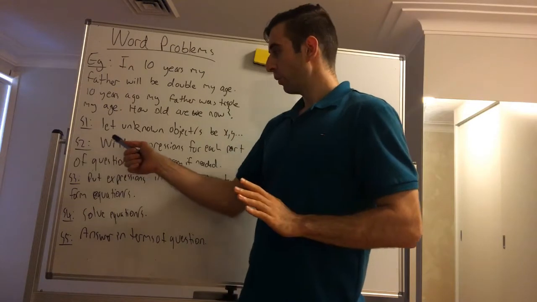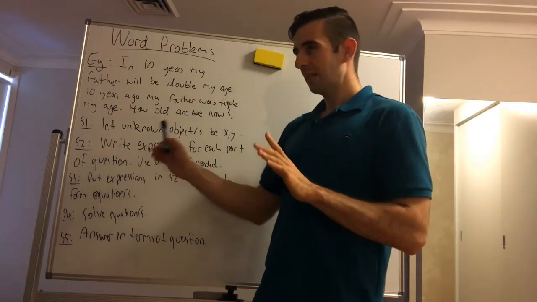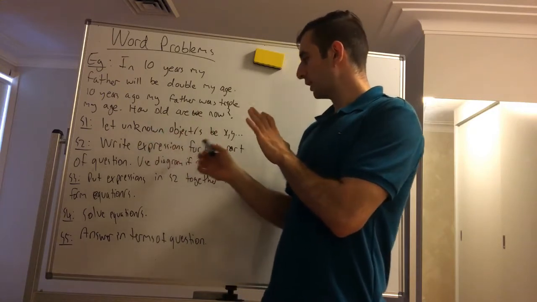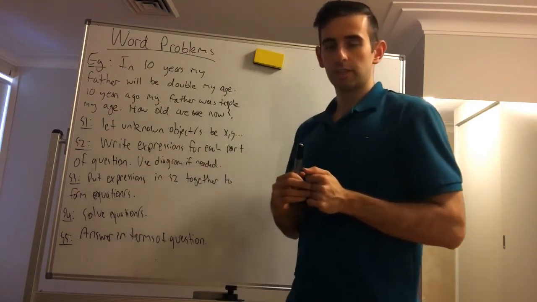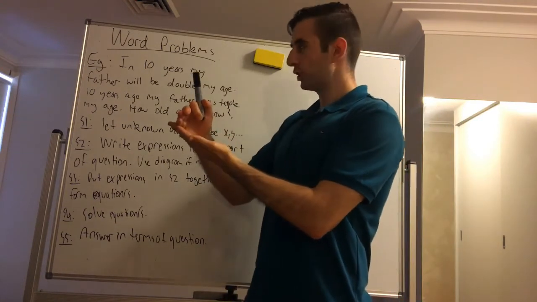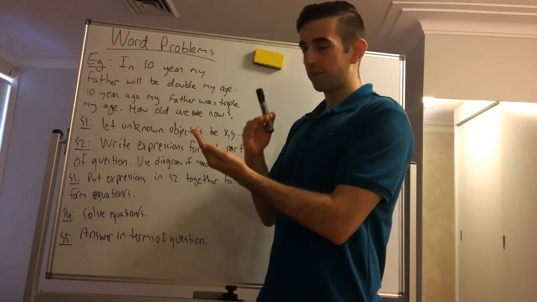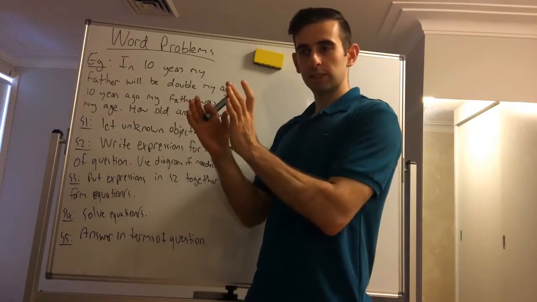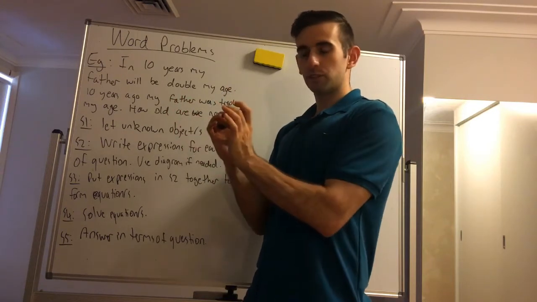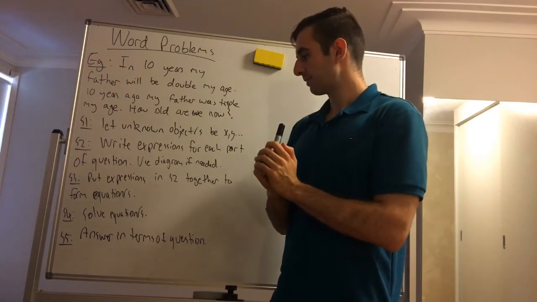Step two, now this is a really good step to bridge the gap to step three, is we're going to write expressions for each part of the question. And we're going to use diagrams if we need to, right? So what we're doing is we're really going to dissect the question, put each part in terms of x and y, whatever we've used in step one. And in step three, we have all these expressions, now we're going to find a way to bring them together to form equations, or one equation depending how many pronumerals we have.